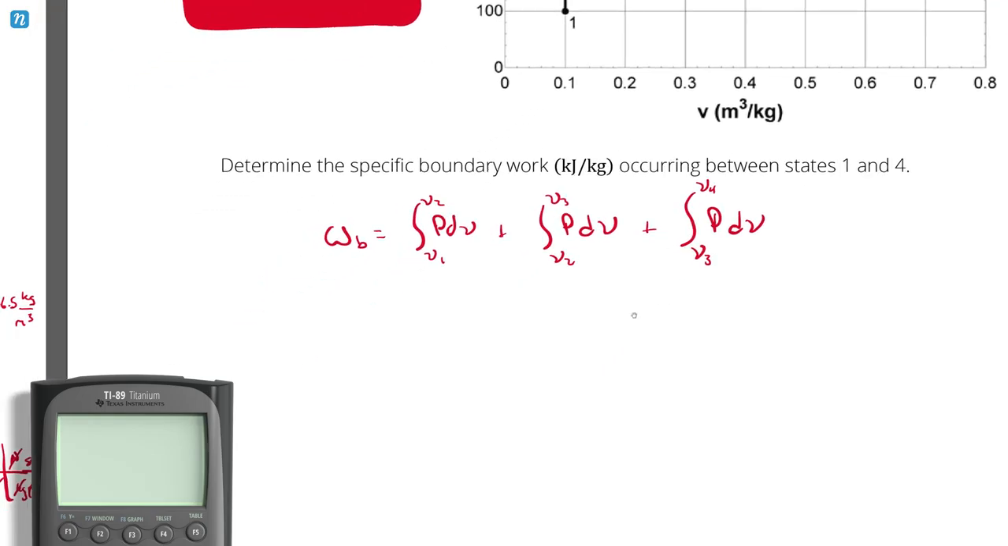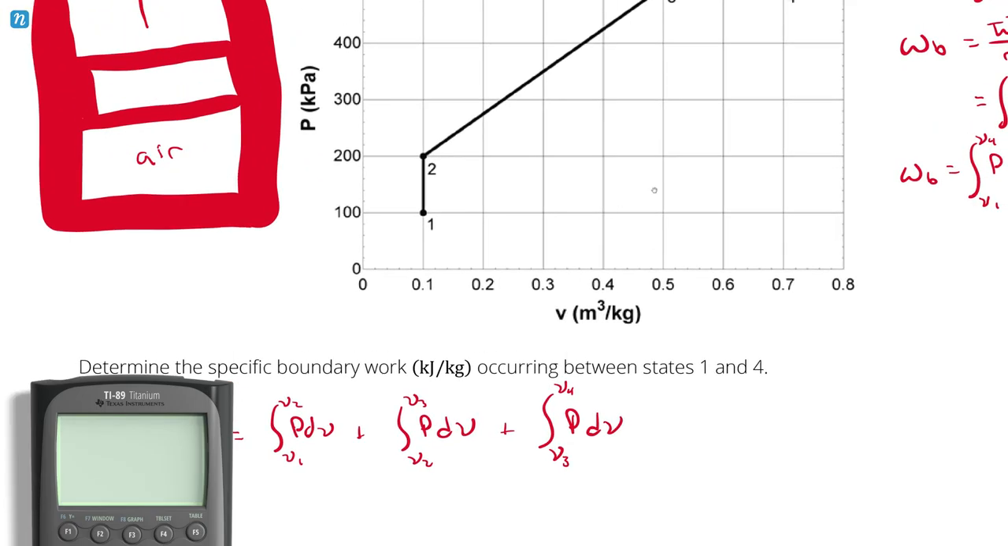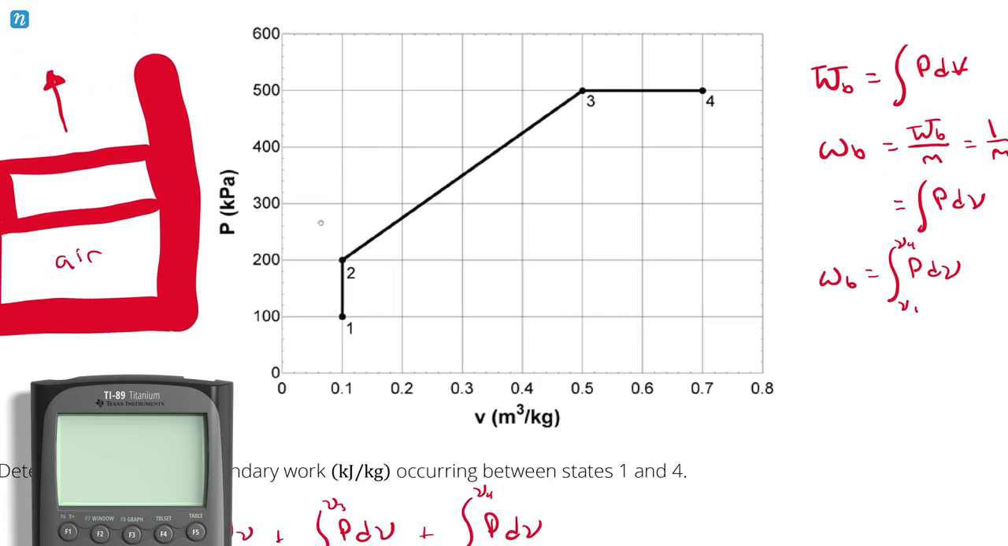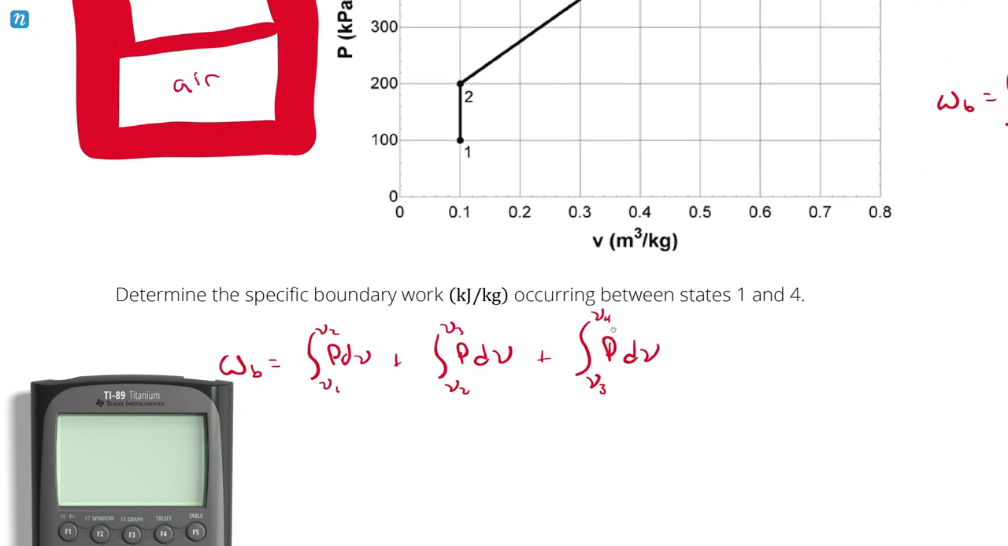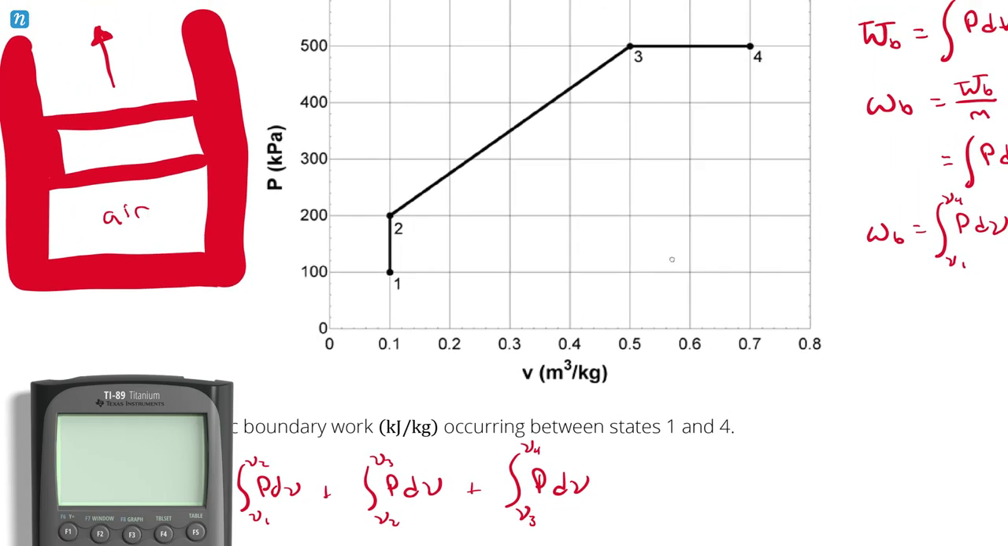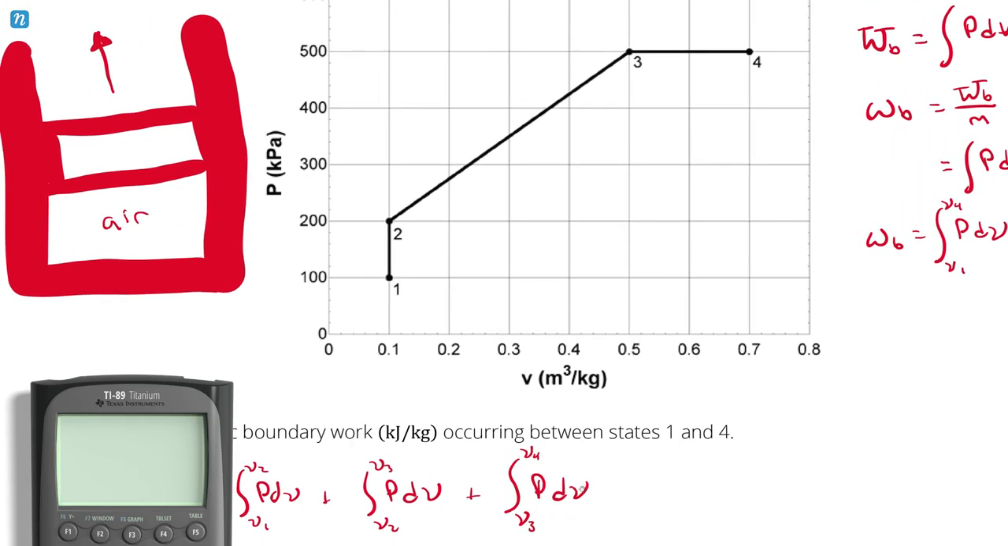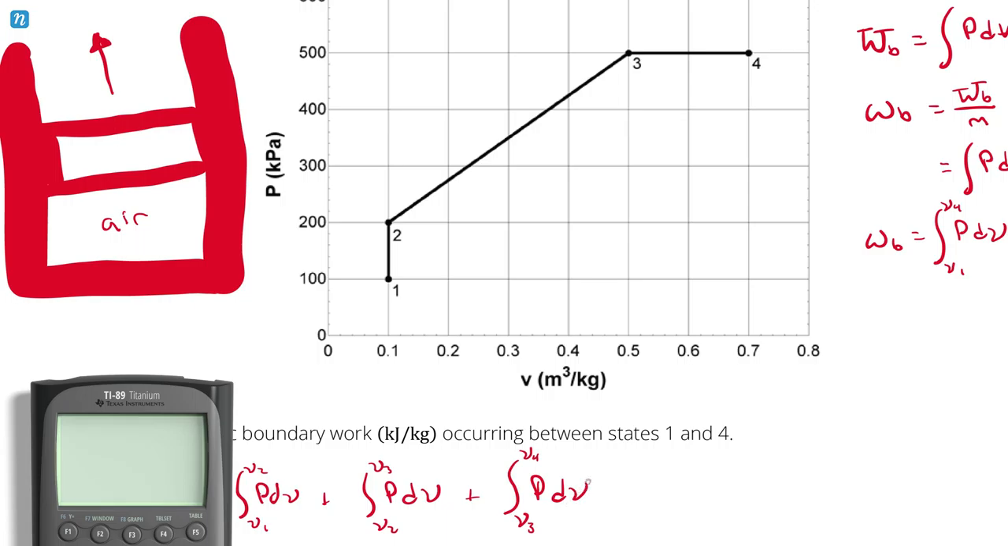So at this point, I look back at how my pressure actually varies across the processes. Pressure is only constant from 3 to 4. So I could bring the P outside of the integral from 3 to 4 here and actually just take the pressure times the differential of specific volume. Pressure times delta specific volume. So pressure of 500 kilopascals times 0.2 meters cubed per kilogram.